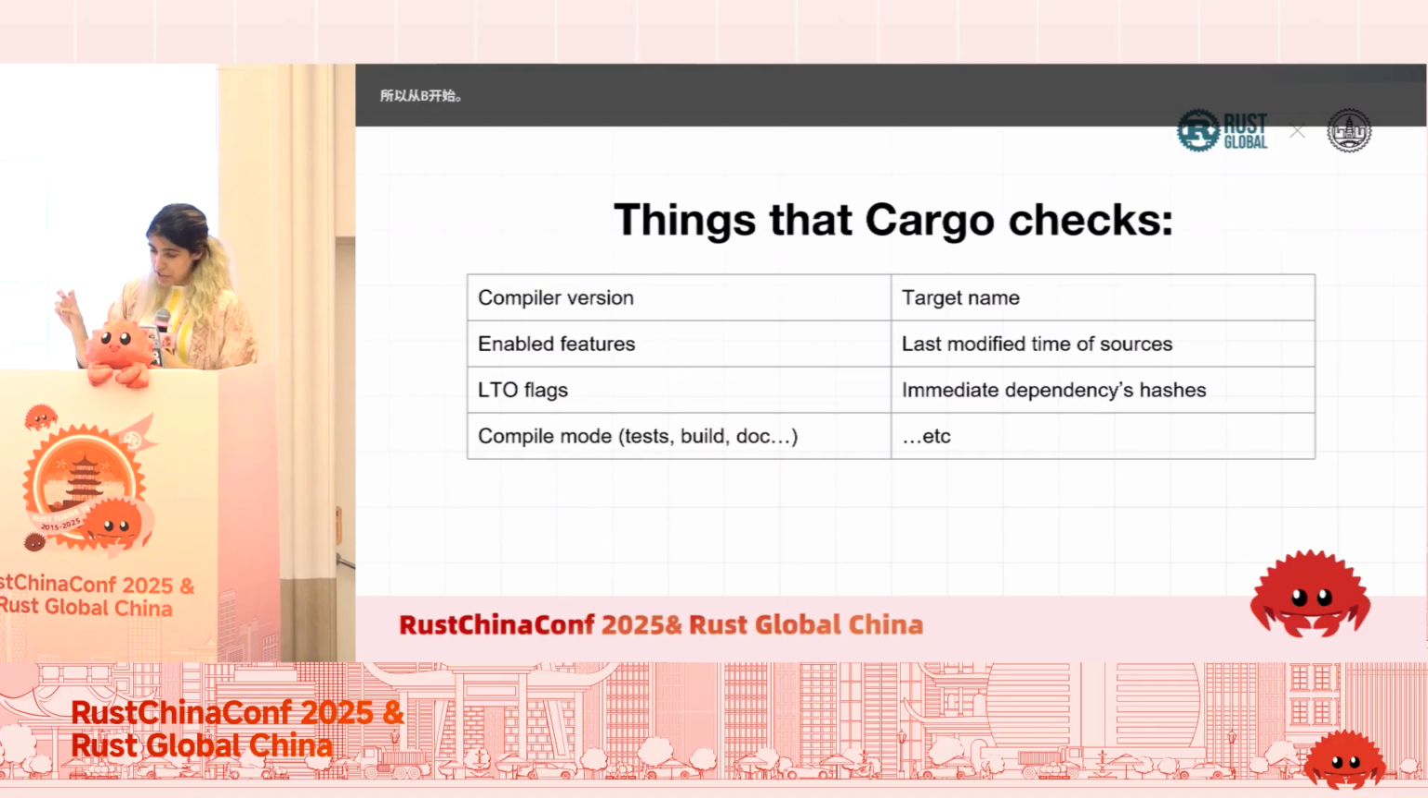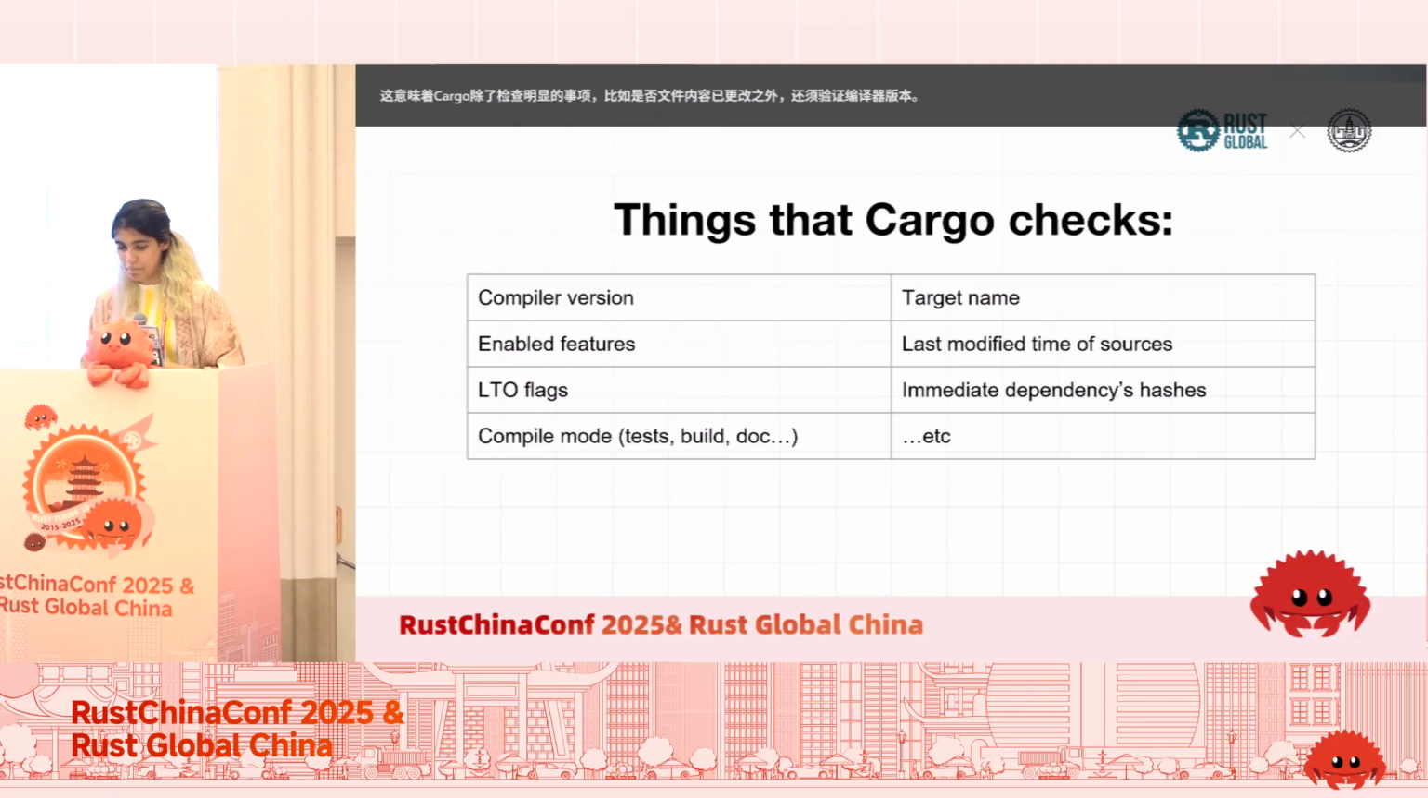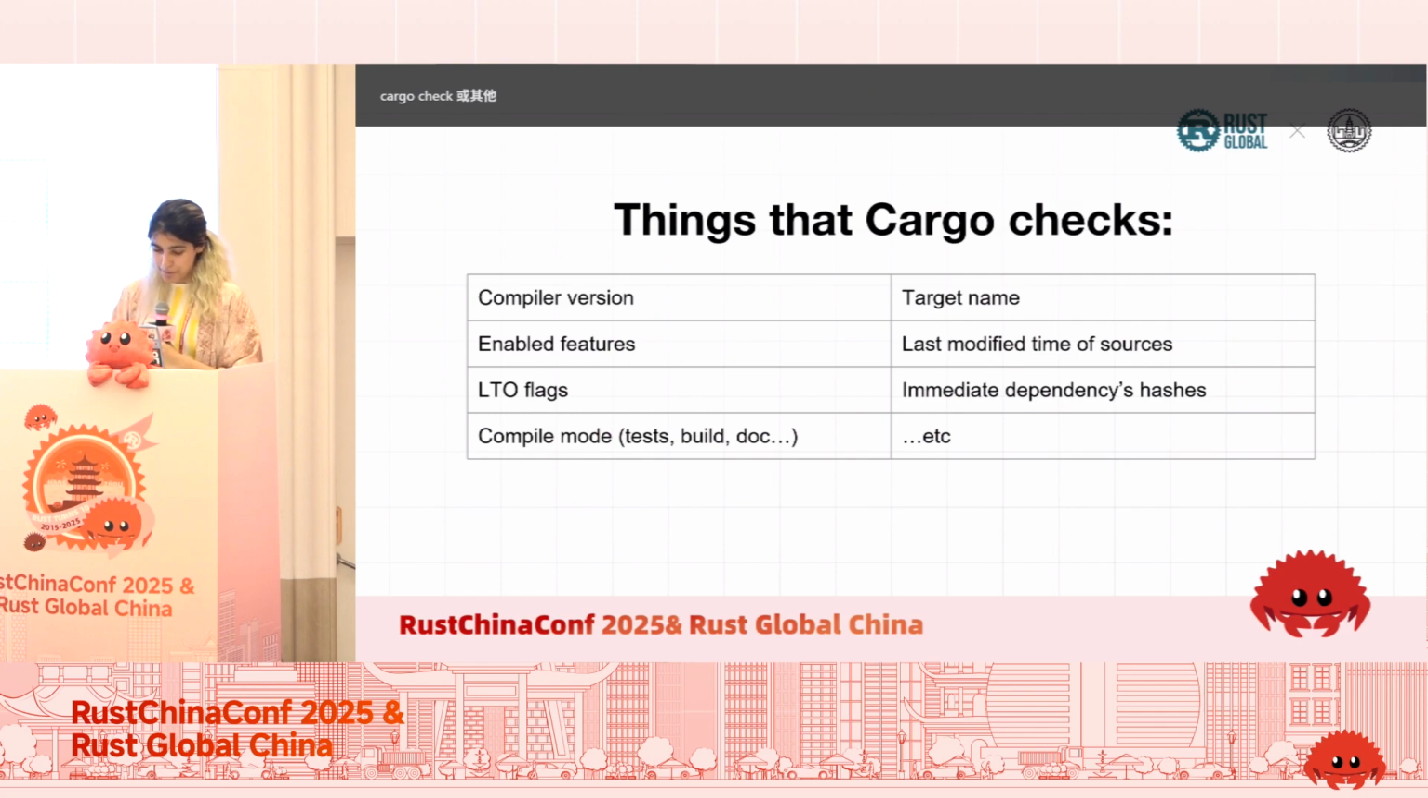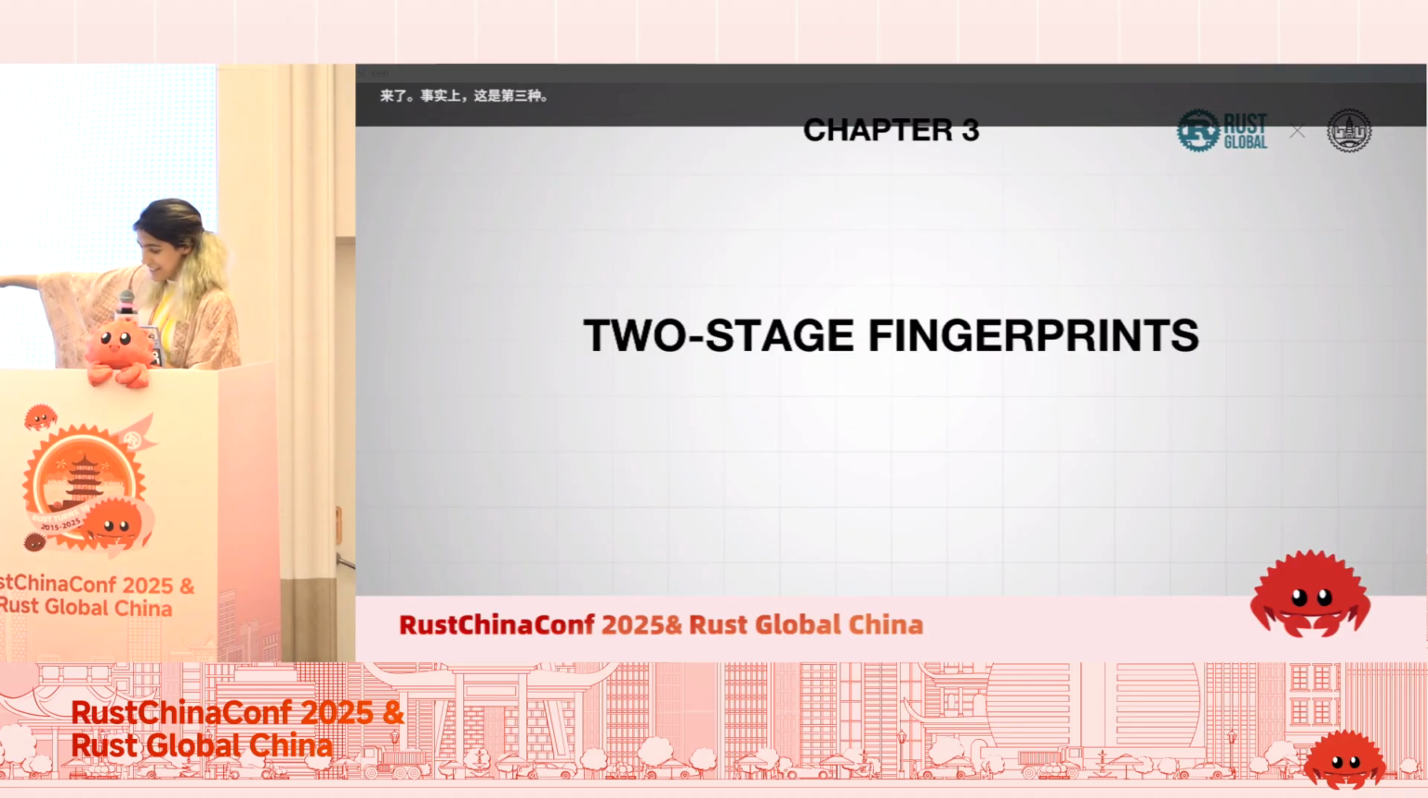This quote-unquote change means that Cargo, apart from checking obvious things like the compiler version or if the file contents have changed, also checks for more innocuous properties such as last modified time or LTO flags for cargo check or other sometimes useless information. So here's where the second key concept of the talk comes in. In fact, it's the third. Two-stage fingerprints. Instead of compiling all the way to emitting binaries, we only go as far as to perform name resolution. So what's name resolution?